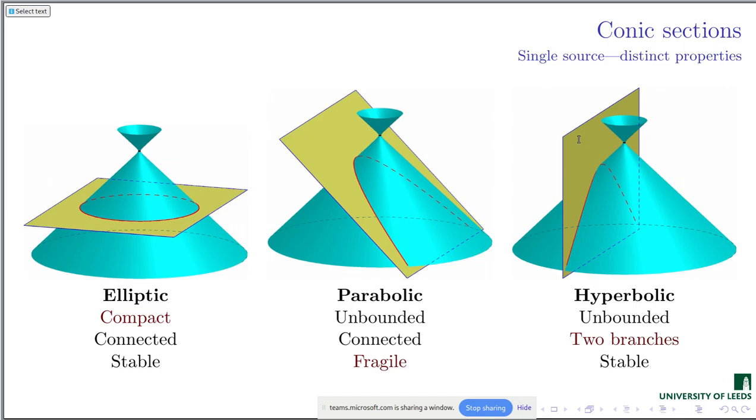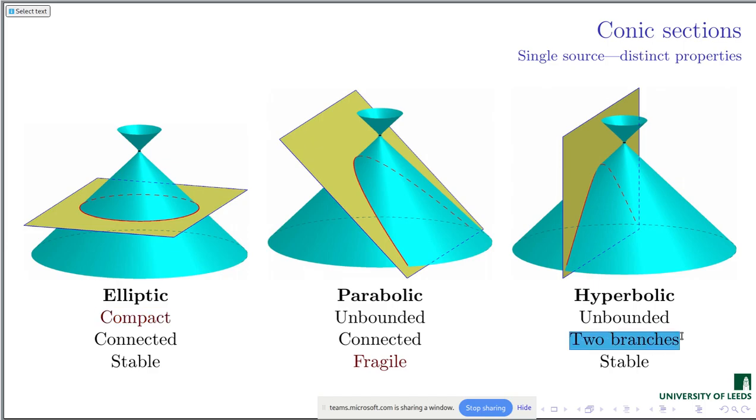All three types of conic sections appear from the same source, from the same cone, but they have some properties which distinguish them among themselves. In particular, there is always a property which is possessed by only one type of section. For example, the elliptic section is compact, while parabolic and hyperbolic are unbounded.